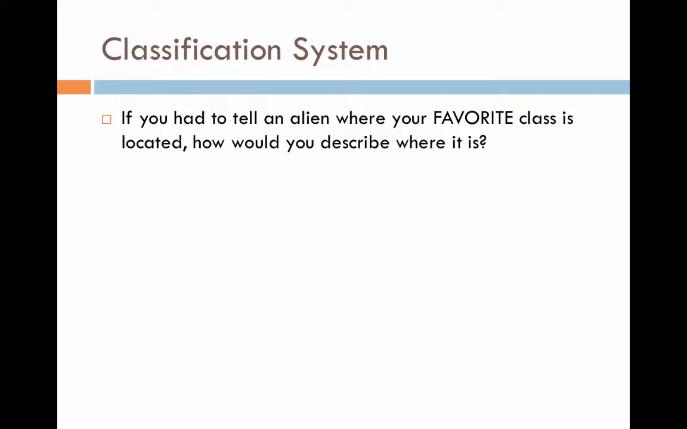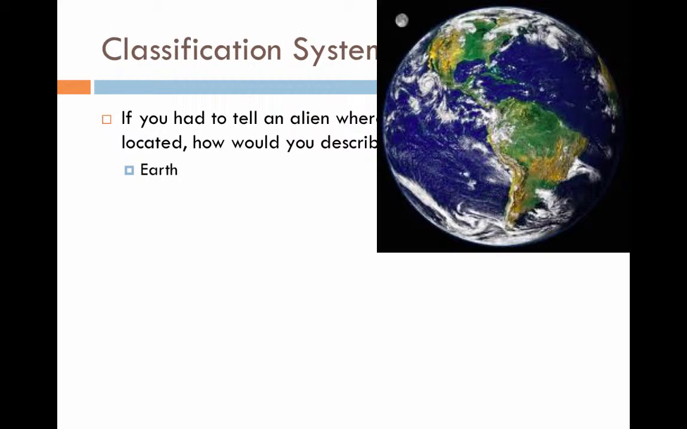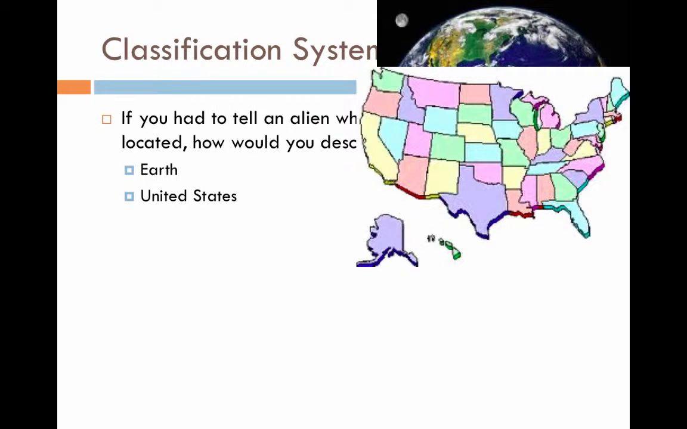Let me try to explain using an example. If you have to tell an alien where your favorite class is located, how would you describe where it is? First, you would start really broad or general. You tell the alien it's on the planet Earth, because how else does it know where to look? Now you can get a little more specific. You can tell the alien it's in the United States.